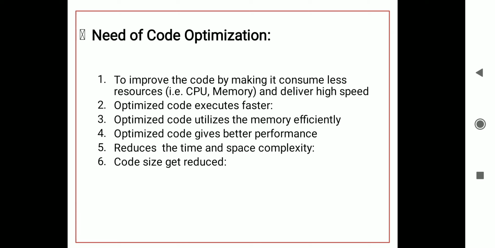Need of code optimization. Code optimization is useful to improve the code by making it consume fewer resources and deliver high speed. Optimized code executes much faster. Optimized code utilizes less memory, so that's why it's memory efficient. Optimized code gives better performance and reduces time and space complexity because it is memory efficient, and it can reduce the code size.